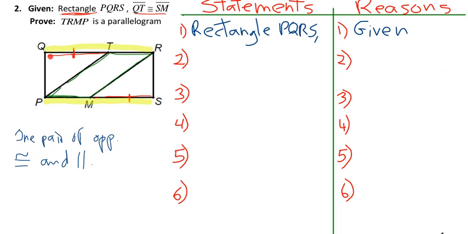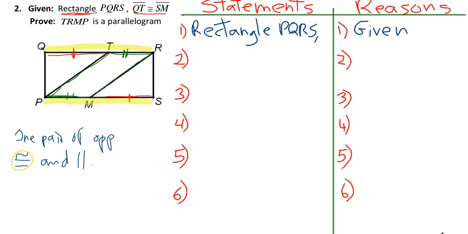And since these little pieces here are equal, if we subtract QR minus QT, we will get DR. And if we subtract PS minus SM, we will get PM. And those results would be congruent. And that's how we are going to get one pair of opposite sides that are congruent, because this piece is going to be congruent to this one, by using the subtraction property.